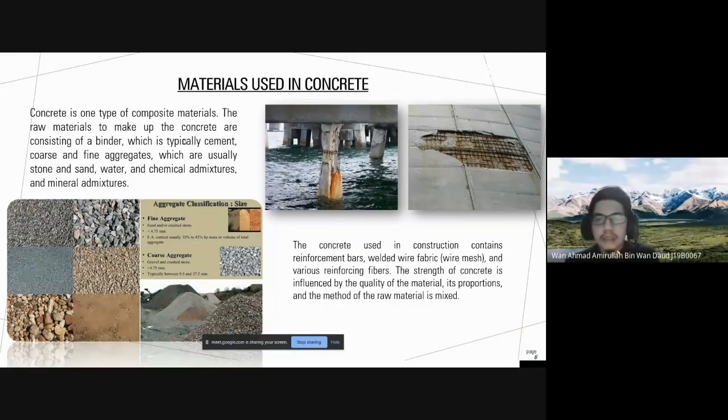Okay, how about concrete used in construction? The concrete used in construction contains reinforcement bar, wire mesh and reinforcement fibers. The strength of concrete is influenced by the quality of the material, the proportion and the method by which the raw material is made.